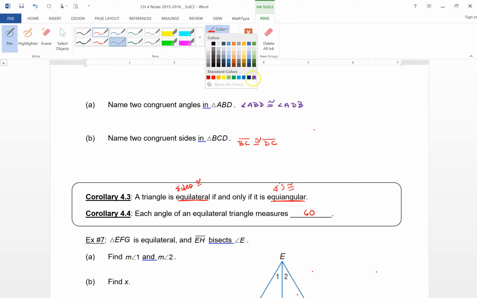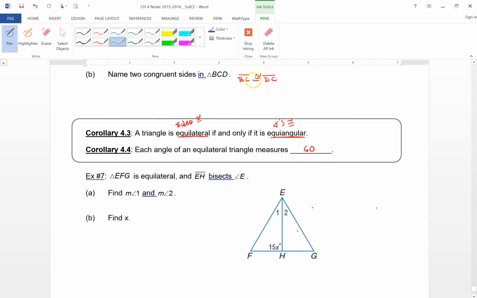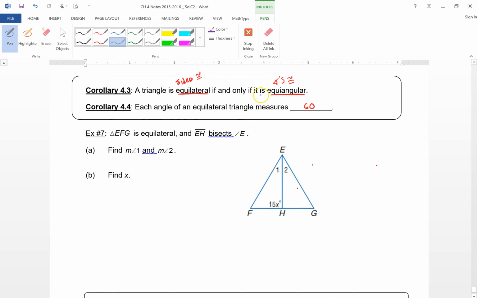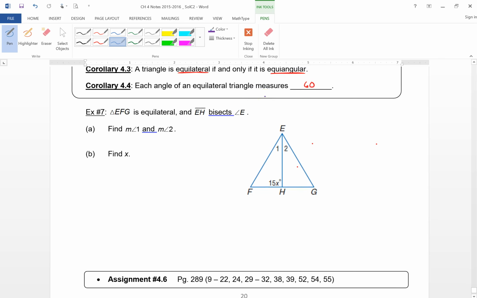All right. Next one, example 7. If triangle EFG is equilateral and segment EH bisects angle E, then we have to find what we are given here. So the fact that it's equilateral means all the angles are how big? 60, 60, and this together is 60, right? Now, if H bisects angle E, what does that tell us? What's congruent? Angle 1 and angle 2 are congruent.